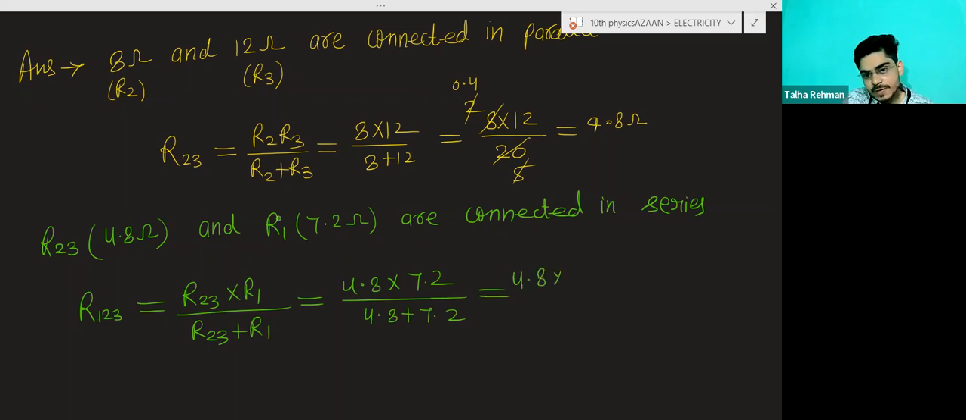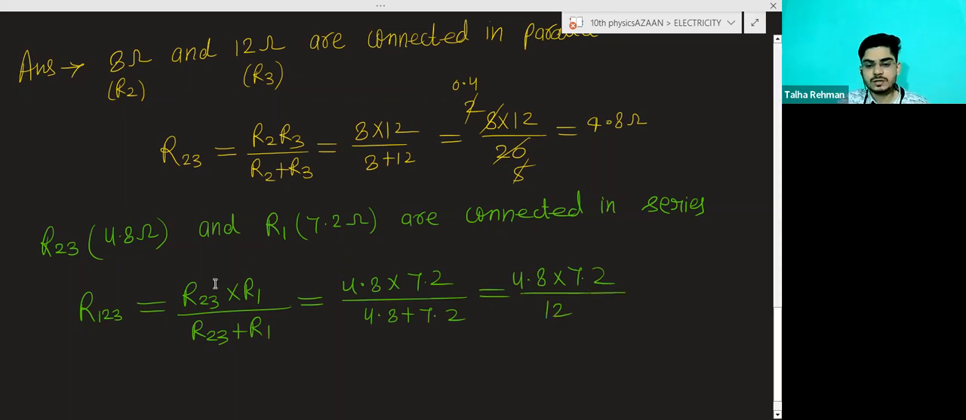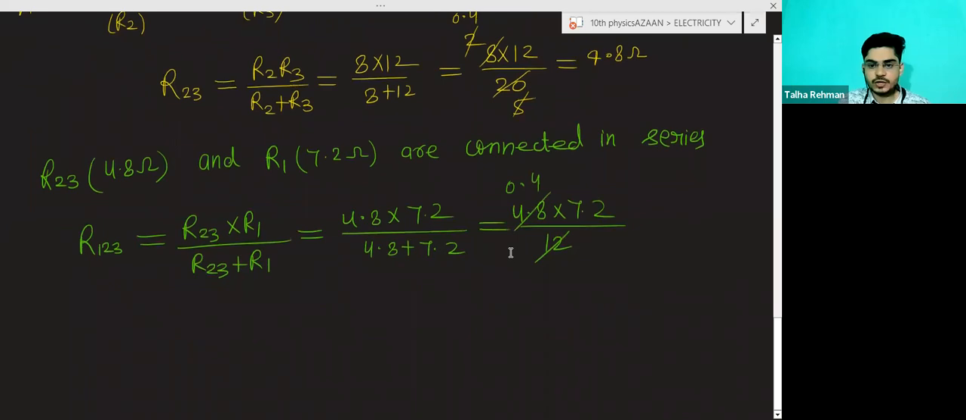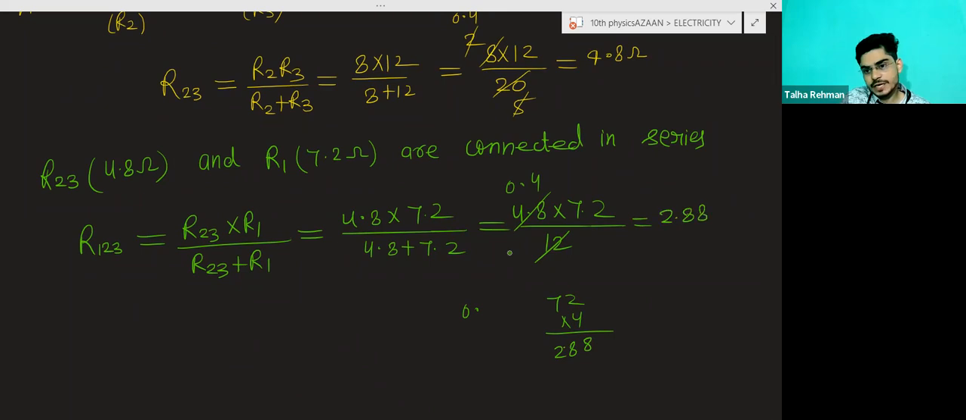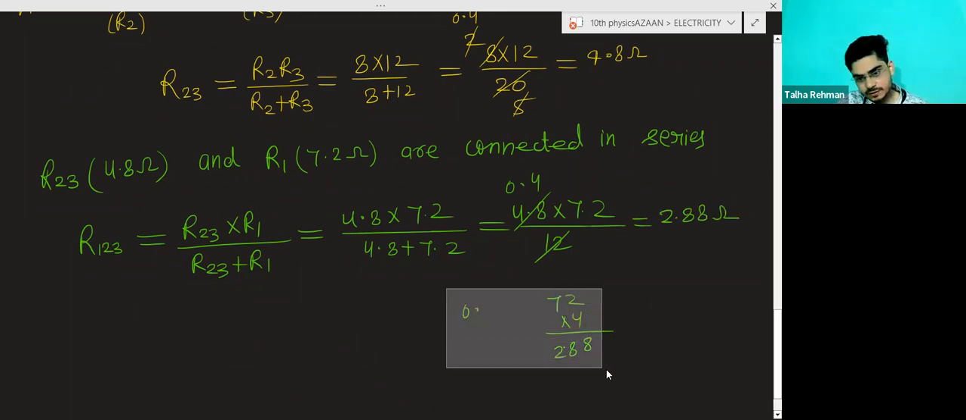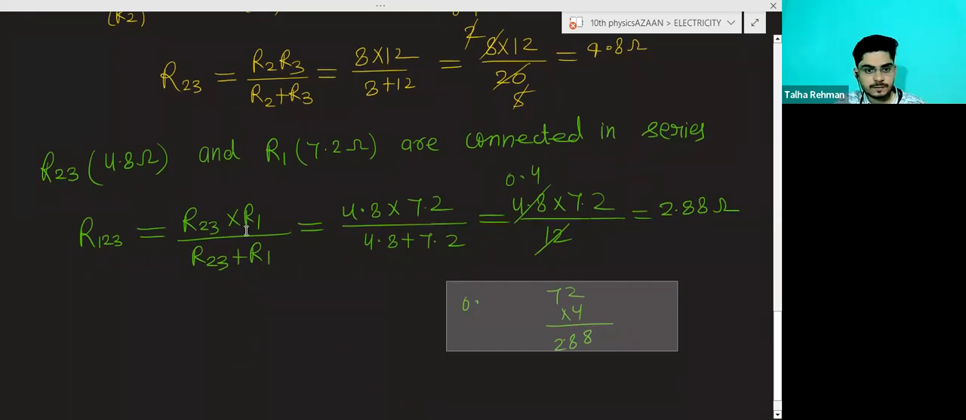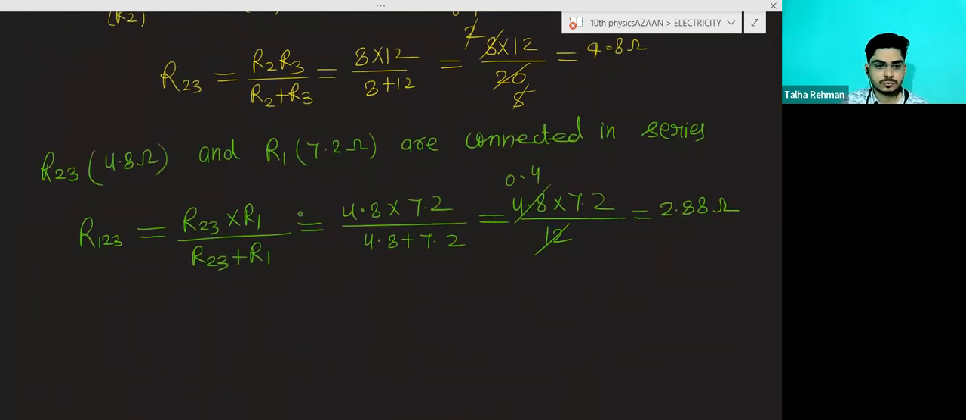It will be 4.8 multiplied by 7.2 divided by 12, since 7 and 4 is 11, and 0.8 and 0.2 is 1, and 11 plus 1 will be 12. So it will be 0.4, and when you multiply, 72 divided by 4 is 288, and you will get 2.88. 2.88 ohm will be the resultant or equivalent resistance. First answer, total resistance.